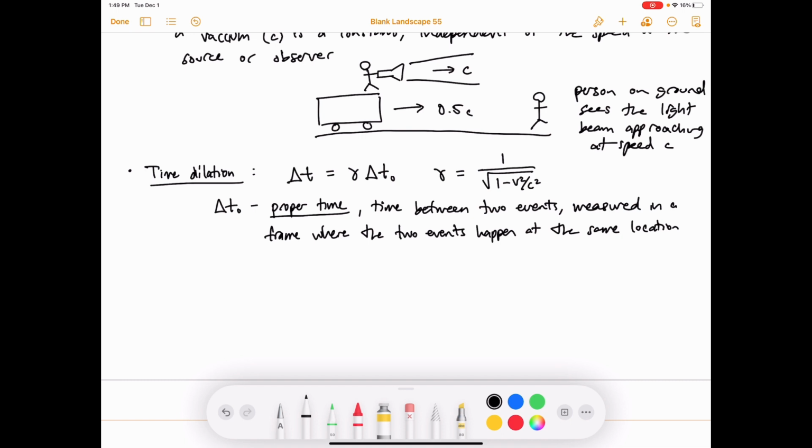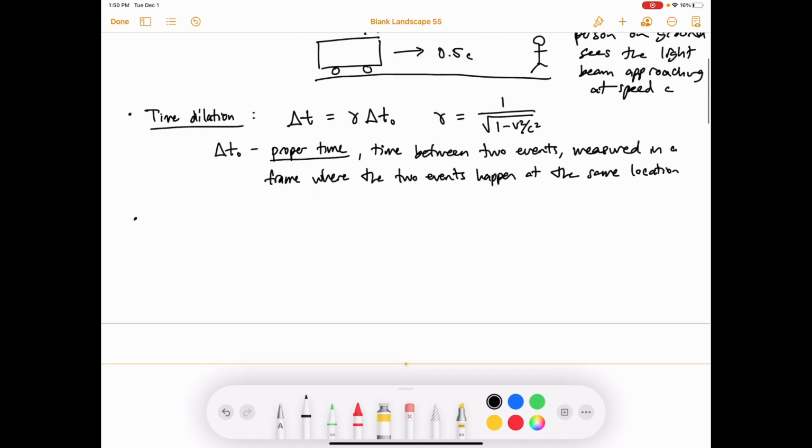Okay, so delta T naught is the proper time. Delta T would be the time measured in a different frame of reference, which is moving at speed v relative to the first frame of reference. That's the idea behind time dilation. The amount of time that elapses between two events, delta T, is going to be different depending on which frame of reference you're in. That's the effect of time dilation.